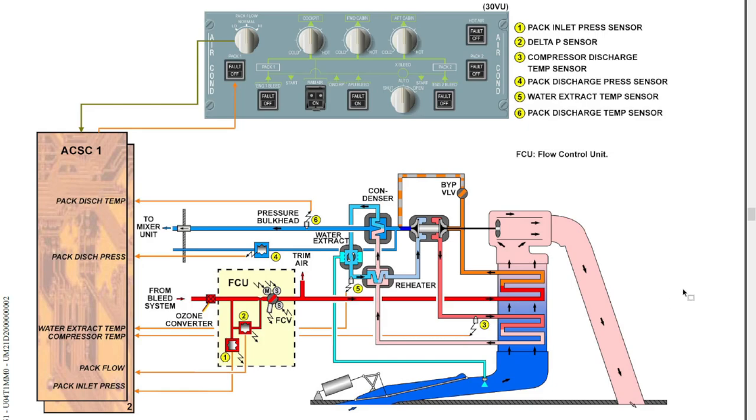Right, so basically this is the discussion of pack components, and even though it's a very long discussion, I hope that you understood the basic functions and the operation of the system. Next time we'll discuss the mixer unit, and finally we'll summarize all three lessons, and then you will be thorough with the entire chapter 21, the air conditioning system of the A320 aircraft.